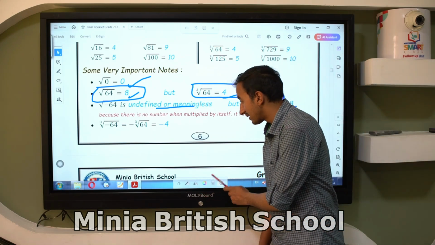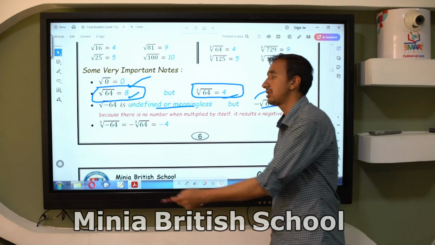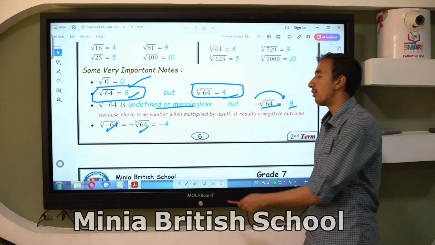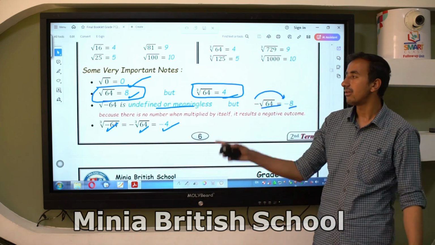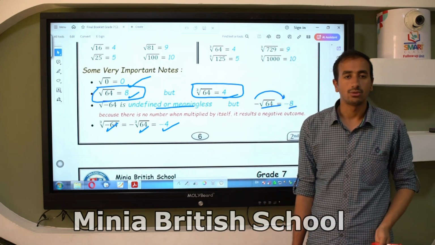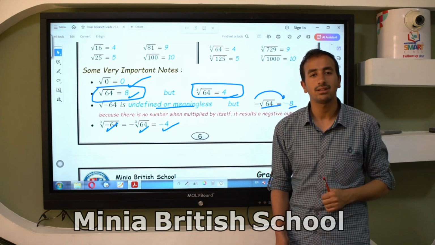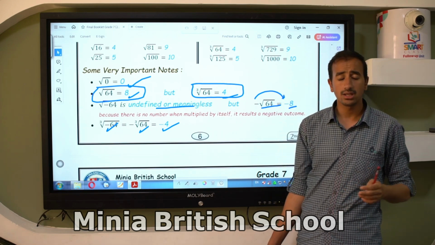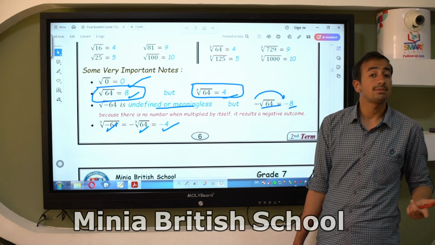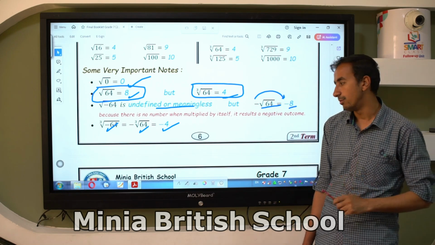Okay, but that is in the square root only. But in cube root it's possible: cube root of negative 64 equals negative cube root of 64 equals negative 4. Why? Because for the square root, any number times itself, positive or negative, gives a positive answer. But here it's times itself three times: positive times positive equals positive, negative times negative equals positive, positive times negative equals negative. Okay, as a cube root.